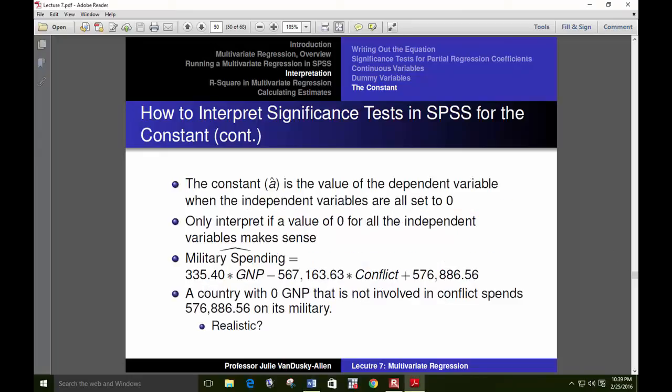Another way to interpret the constant a hat is to say that a hat represents the value of the dependent variable when all the independent variables take a value of 0. You should only do this if a value of 0 for all the independent variables makes sense.